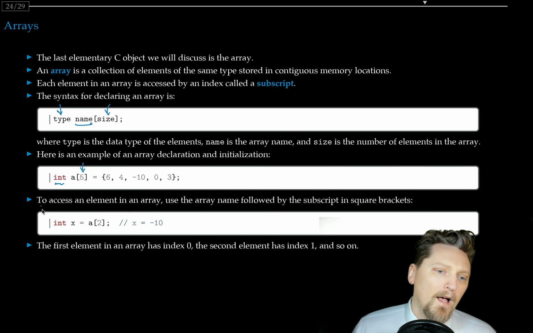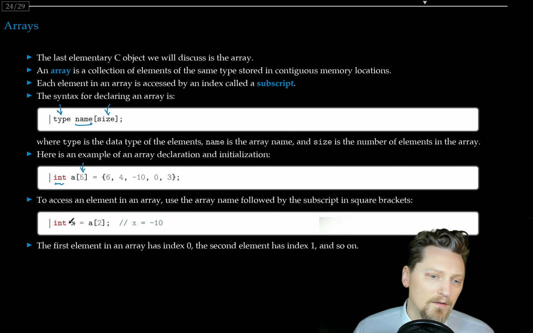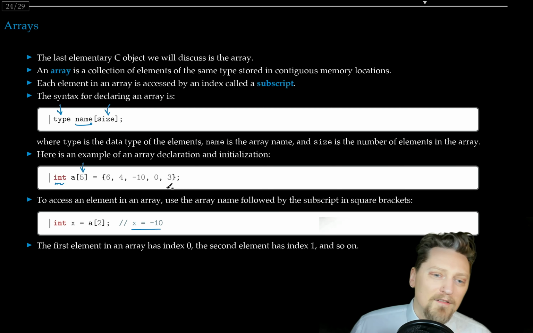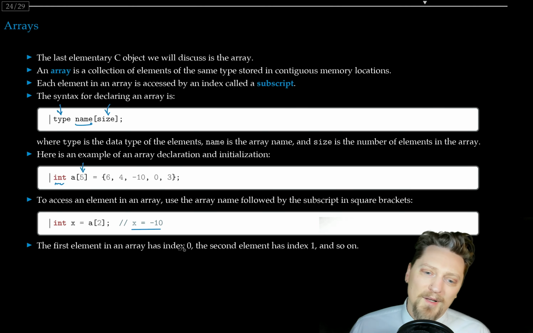To access an element in an array, use the array name followed by the subscript in square brackets. So if you want to get element 2, you do A of 2, semicolon. This is going to give us x equals -10. And you might say, no, here is 1, here is 2, it should be 4. No, my friend, the first element in an array has index 0 in C. Second element has index 1.